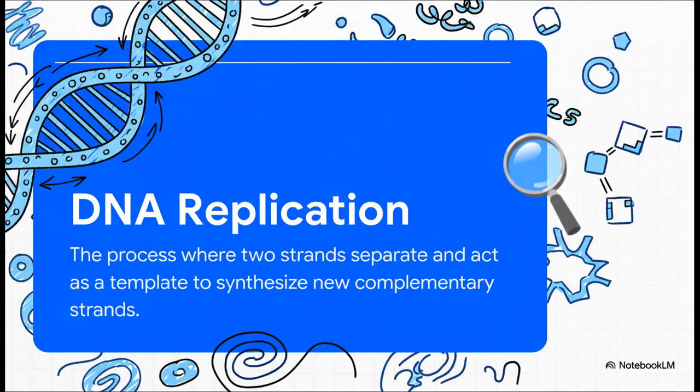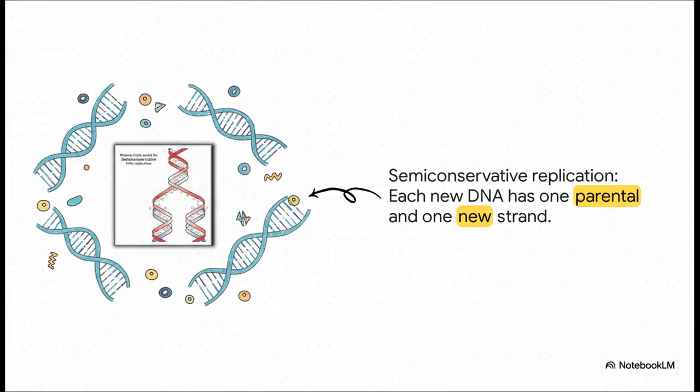So what exactly is replication? In simple terms, it's just the process of making a perfect, identical copy of a DNA molecule. The cell has to do this so that when it splits into two, both of the new cells get a complete and correct set of instructions. And here's the really cool part about how it's done. The process is called semiconservative replication.